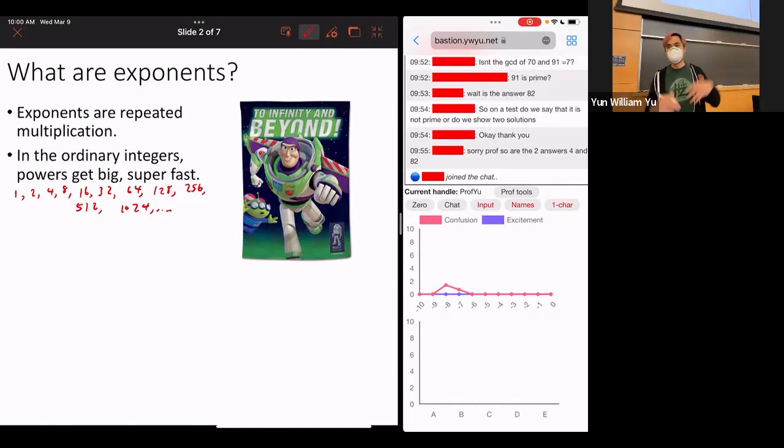Exponential growth is scary for many reasons. Let's also do 3. So 1, 3, 9, 27, 81, 243, 729. So 3 grows even faster than 2, as you'd expect. Okay, so in normal arithmetic, exponential growth makes things get big super, super fast.